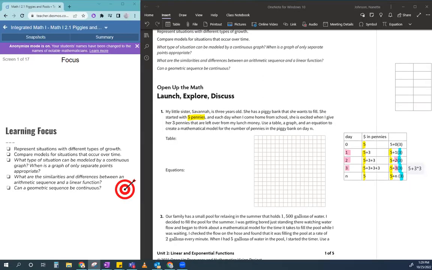So here's my explicit function. Why is this considered my explicit function? Why is this one considered my explicit function?